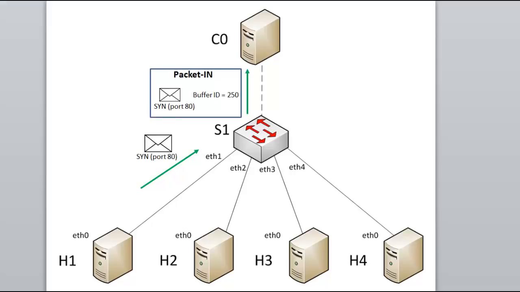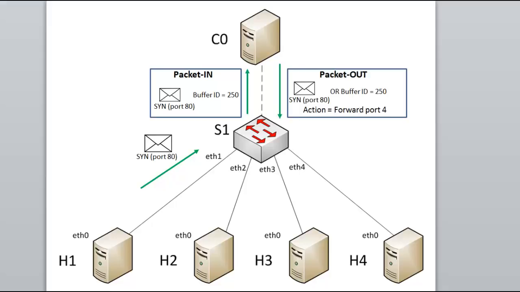This packet in message encapsulates the original TCP SYN message inside of it. It might include the entire packet, or it might include just some of the packet headers and reference a buffer ID. When using a buffer ID, the switch buffers the entire packet, and the controller can later instruct the switch what to do with the stored packet by referencing the buffer ID. So the controller gets this packet in message. Typically a couple of things can happen here. The controller might send a packet out message and or a flow modification message back to the switch.